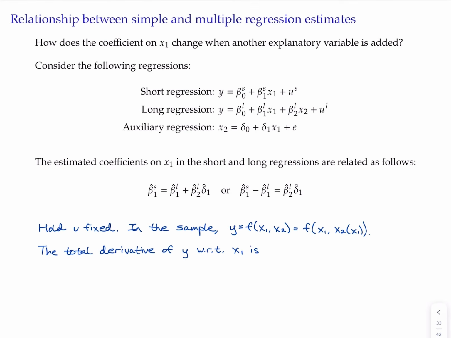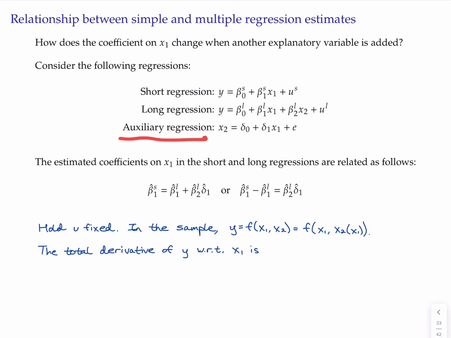Here's the framework. There are three regressions. The guiding question here is how does the coefficient on the explanatory variable x1 change when another explanatory variable, which here will be x2, is added to the model. We have a short regression of y on x1. We have a long regression of y on x1 and x2. And you can see how that fits our wage regressions on the previous slide. Y is log wage in that example. X1 is the rural indicator. X2 is the years of education variable.